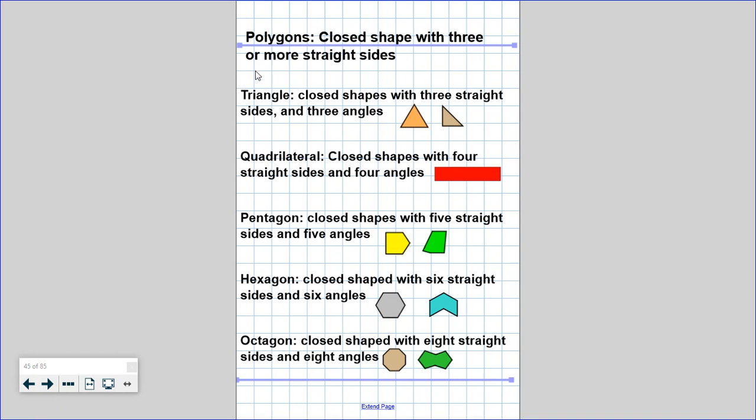Well, a triangle is a closed shape with 3 straight sides and 3 angles. And there's a couple pictures of triangles right here. A quadrilateral is a closed shape with 4 straight sides and 4 angles. A pentagon is a closed shape with 5 straight sides and 5 angles, like these two here. A hexagon is a closed shape with 6 straight sides and 6 angles. These are both examples of hexagons. And then an octagon is a closed shape with 8 straight sides and 8 angles. And these are both examples of octagons.